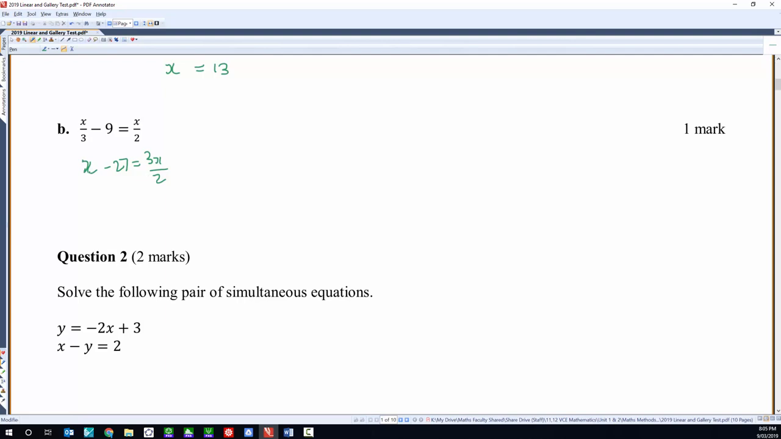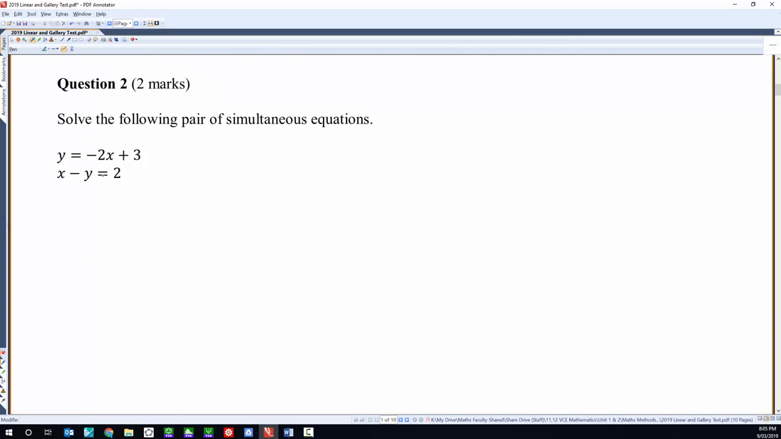Now I'm going to multiply everything by 2. So that's going to give me 2x take 54 equals 3x on this side. Then I'm going to subtract 2x over here, which will give me x equals negative 54.